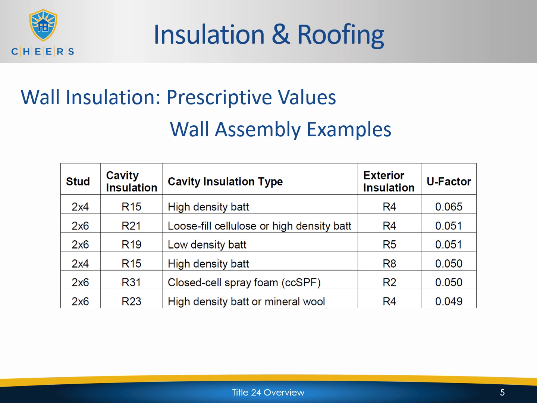That's going to be very thin, and get a 0.50. And finally, you can go with a 2x6 wall, go with a high density batt or mineral wool, which will get you an R23, and you can stay at just an R4 on the outside for a total U factor of 0.49. So a lot of different options, but these are all more than what is standard for the builders right now. So it's going to be a change in that overall construction process.